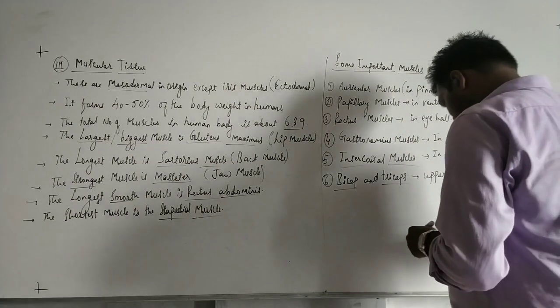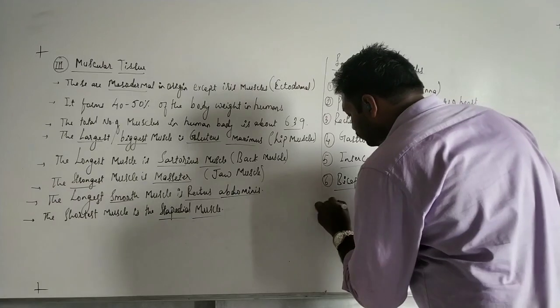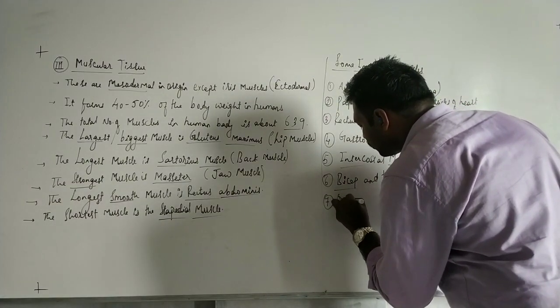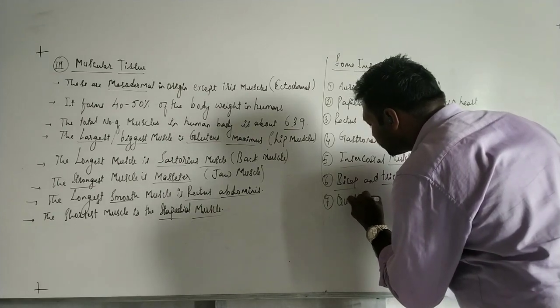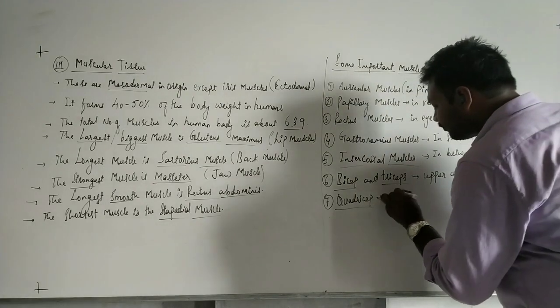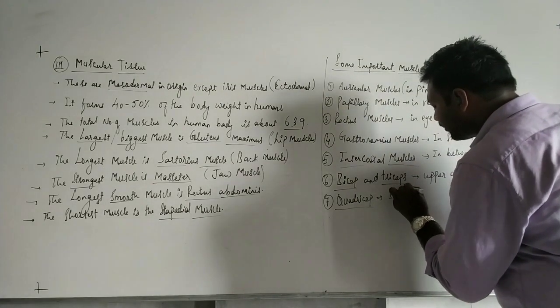Okay. Then next, 7th number, quadricep. Quadricep. Where is it located? It is located in the thigh region.